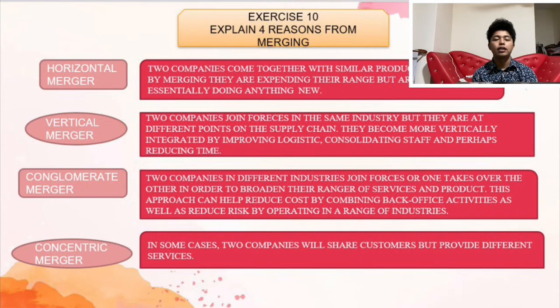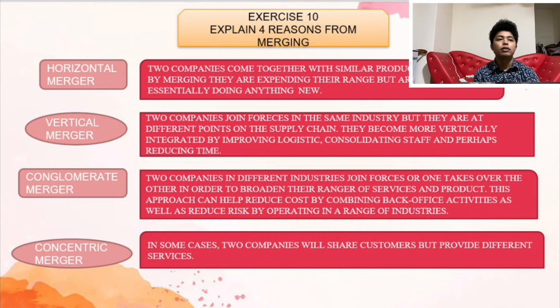For exercise 10, the question is to briefly explain 4 reasons for merging. The first one is horizontal merger. A horizontal merger is when 2 companies come together with similar products or services. By merging, they are expanding their range but are not essentially doing anything new. The second one is vertical merger. 2 companies join forces in the same industry but are at different points on the supply chain. They become more vertically integrated by improving logistics, consolidating staff, and perhaps reducing time to market for products.